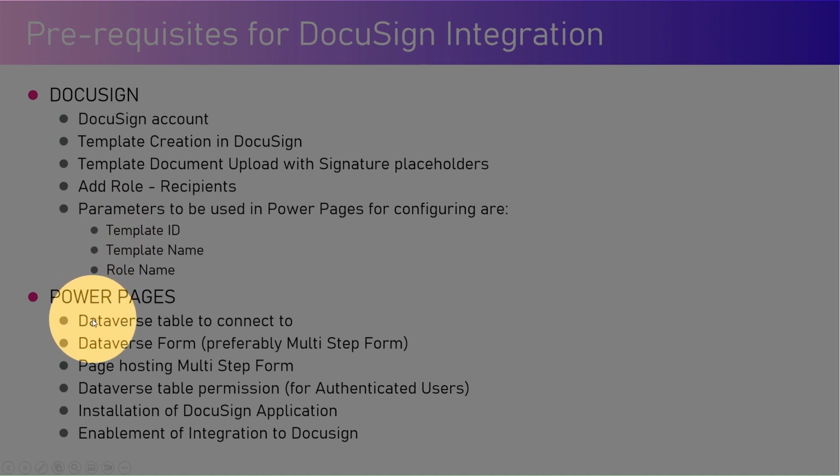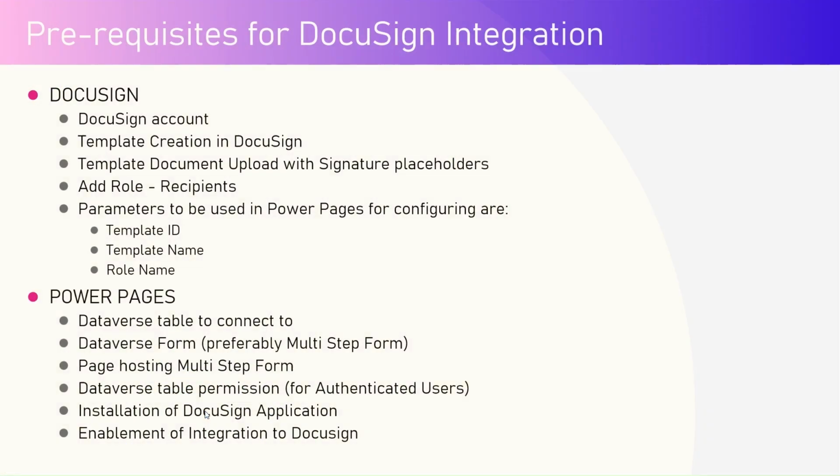From the Power Pages site, you need to have one Dataverse table through which you connect to the DocuSign application. You need to have a Dataverse form, preferably a multi-step form where you will seek a signature, and a page hosting the multi-step form. You also need Dataverse table permission, installation of the DocuSign application, and then enablement of integration to DocuSign.